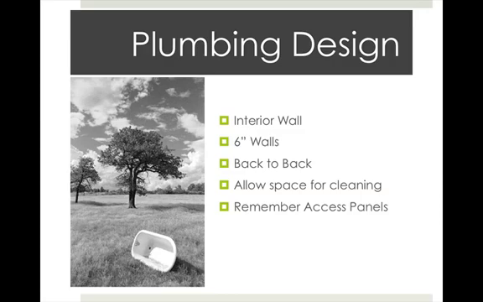When you plan for fixtures to be on an interior wall, then they're going to be insulated from the elements, the heat and cold. Plumbing walls need to be at least 6 inches wide so that they can fit pipes. And it's best to plan walls back to back so that they can share the pipes and the drains and the vents and that sort of thing.